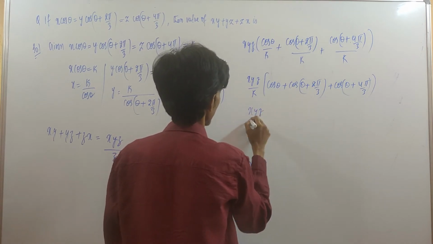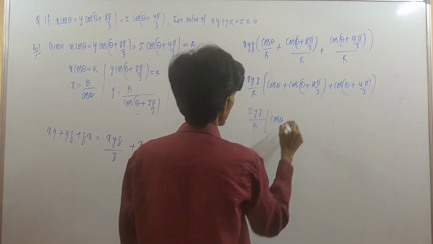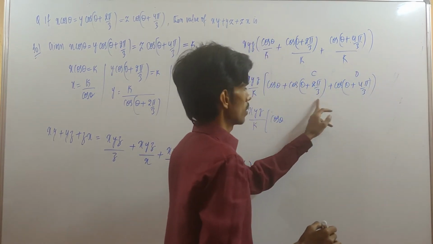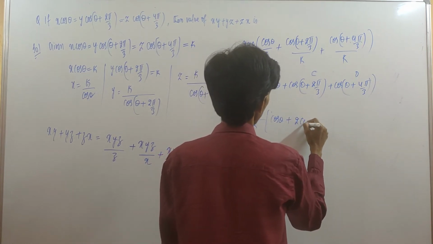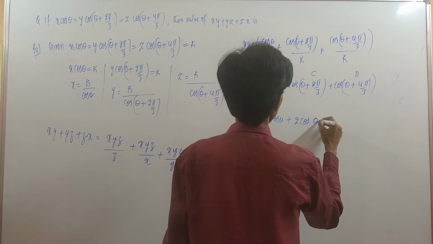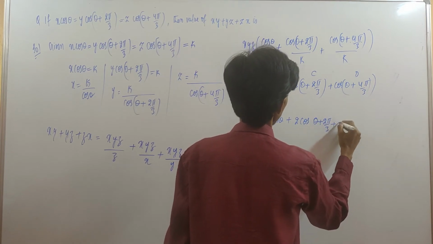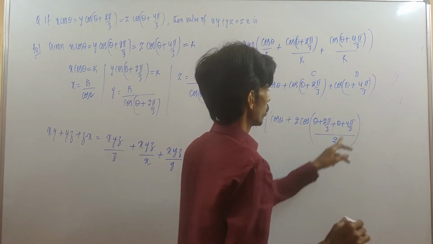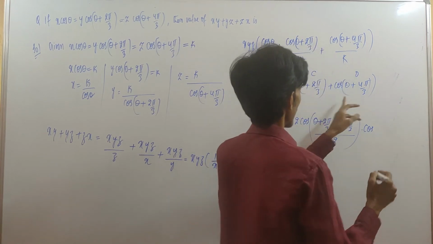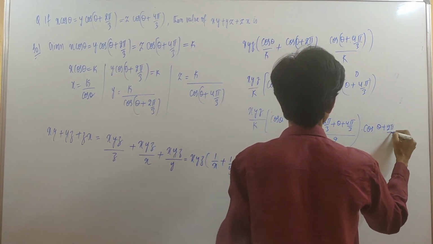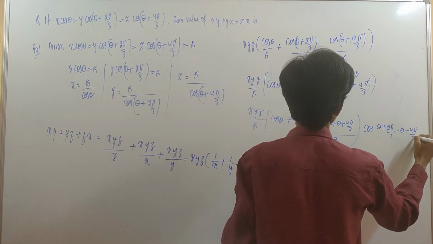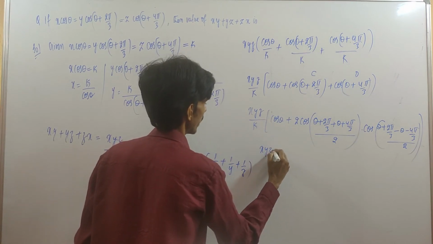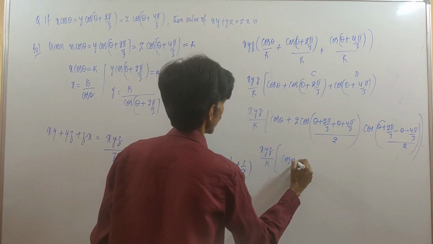Now this can be written as xyz divided by k, cos theta as it is. Now we can apply the cos C plus cos D formula here, treating this as C and this as D. So it will become 2 cos((C plus D) by 2) into cos((C minus D) by 2). Add these two: theta plus 2 pi by 3 plus theta plus 4 pi by 3, divided by 2. Then subtract: theta plus 2 pi by 3 minus theta minus 4 pi by 3, divided by 2. That is equal to xyz divided by k into cos theta.